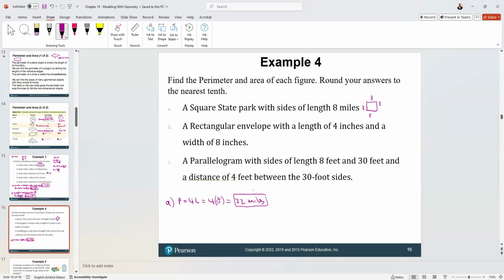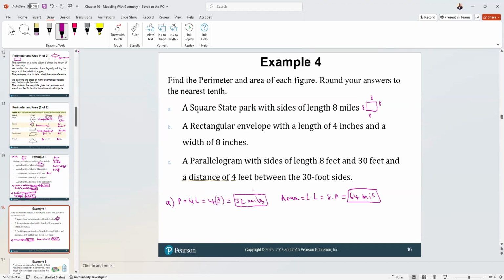for this one. But they ask you also to find the area. Remember the area for that one is L times L. That means 8 times 8. That gives you 64 square miles. We said square miles because it's area.